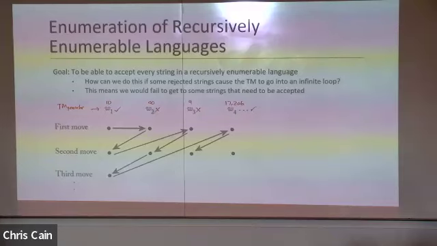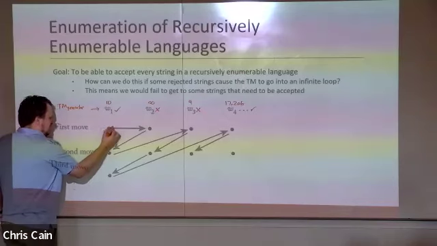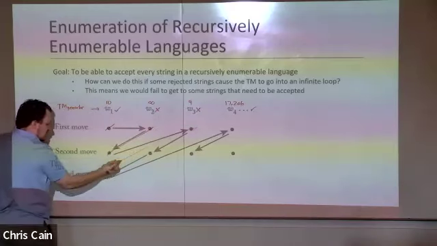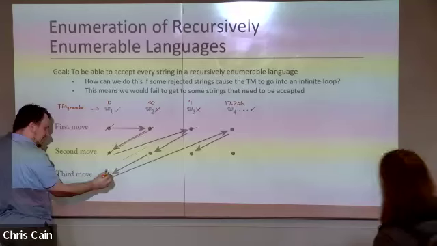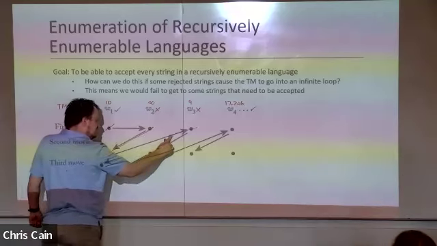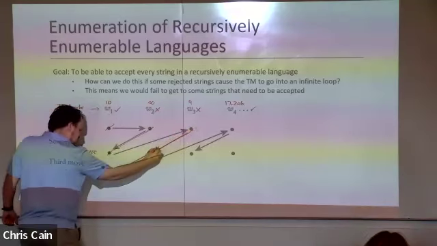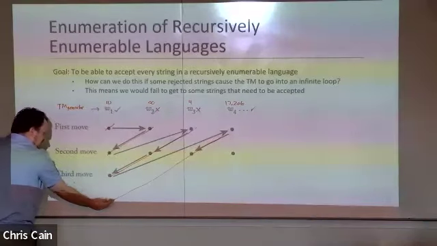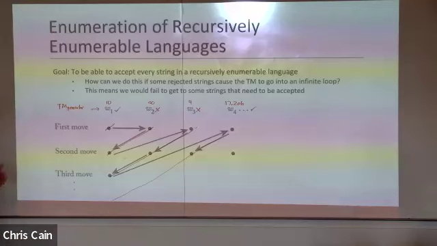So we need to have some kind of diagonalization, and we're going to do it kind of diagonal by diagonal. We're going to start here, then here, then here. I missed that already. Then here, then here, and we're going to continue to go through and simulate a single move on one of these strings. But this is the order we're going to do that in.